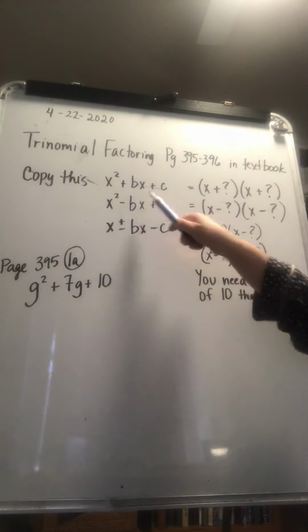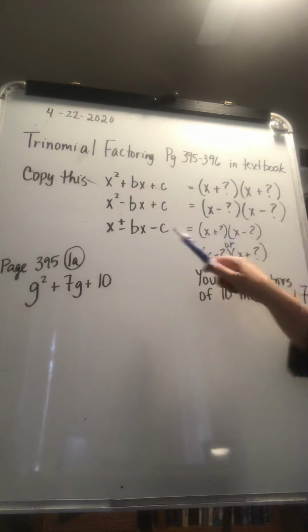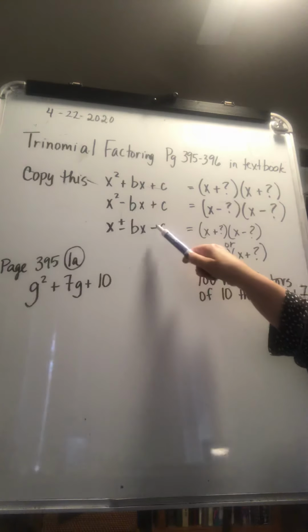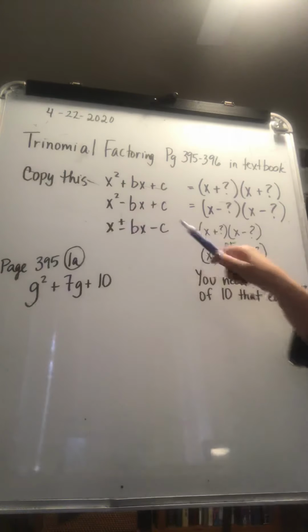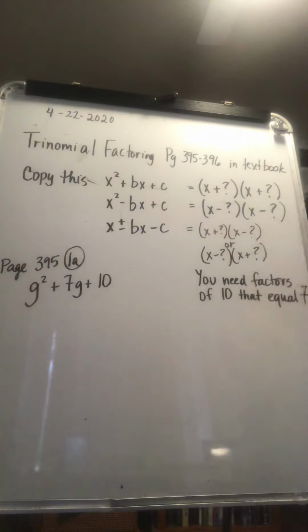Then we have a negative and a positive. That means 2 parentheses will be negative. Then we have a negative and a negative, or a positive and a negative. That means you could have a positive and a negative, or a negative and a positive. Okay, I'm going to break this all down today.